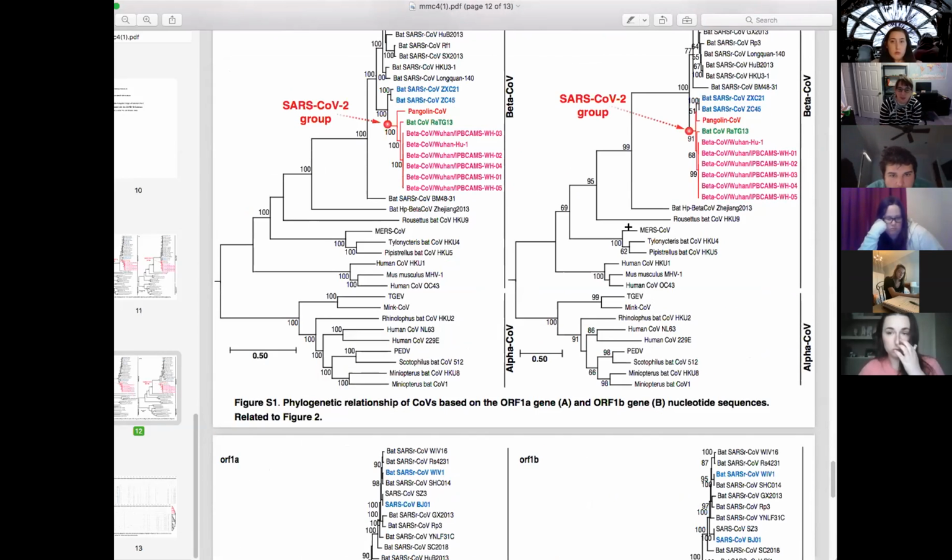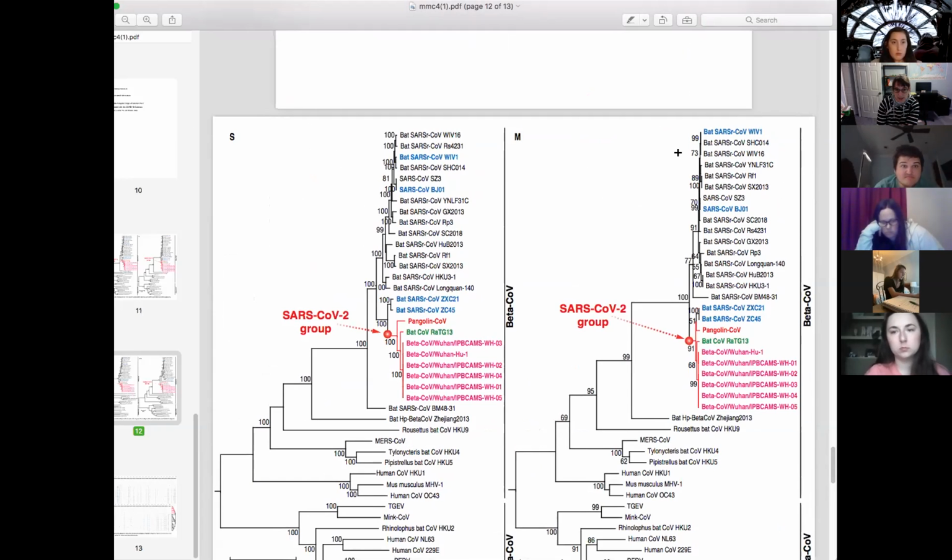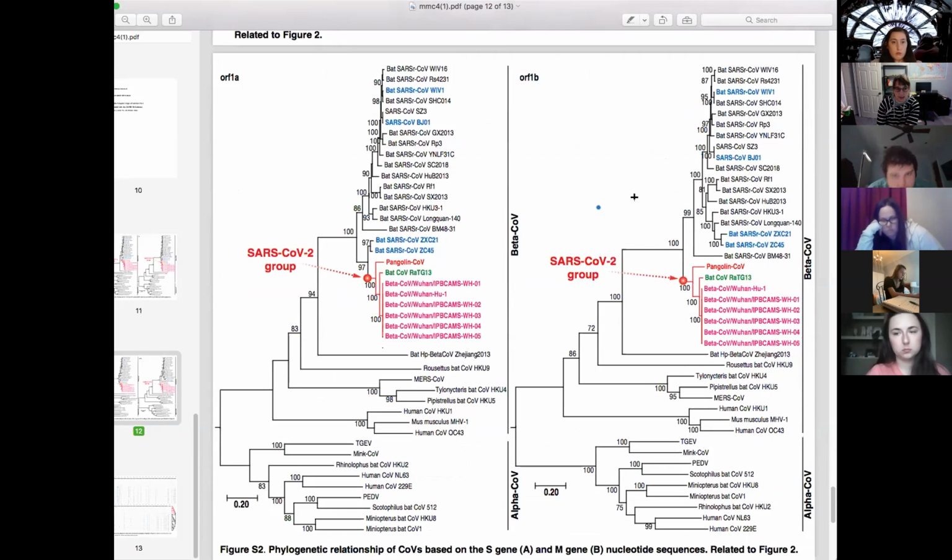Sometimes you will find that the supplemental material is not as well annotated as the stuff in the paper. It says phylogenetic relationship of the ORF1A and 1B on the bottom here in the figure legend, but at the top they have them labeled S and M. And then in figure 3, it's supposed to be S and M, and it's ORF1A and ORF1B. So that's a little bit messed up.